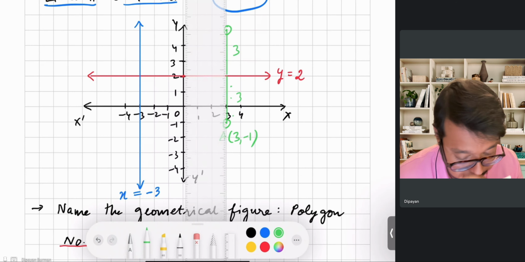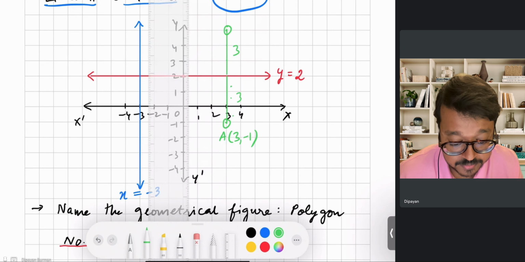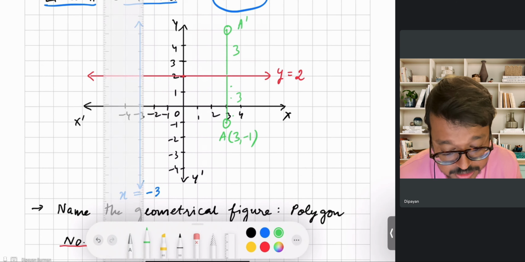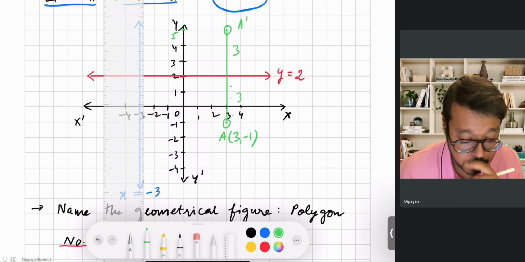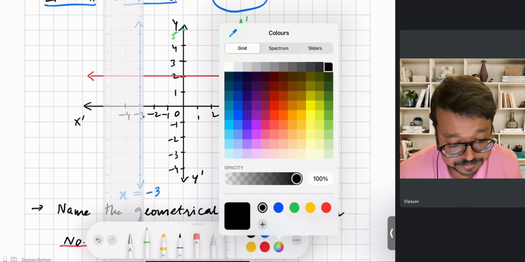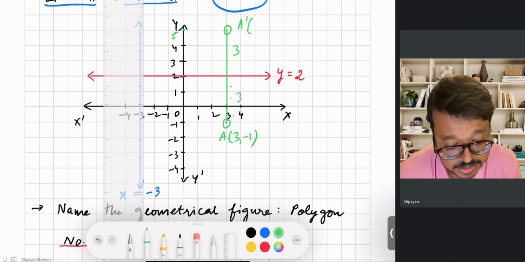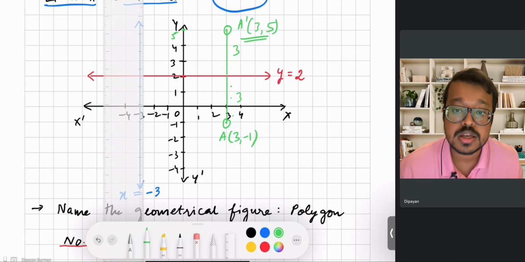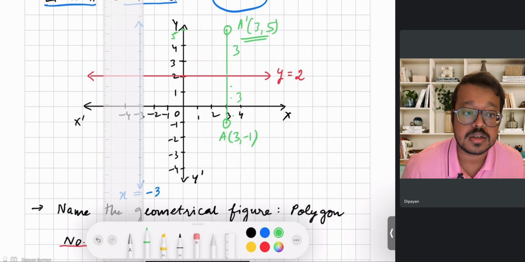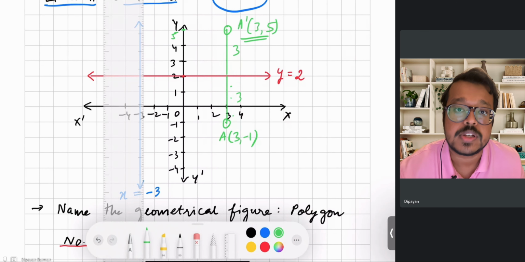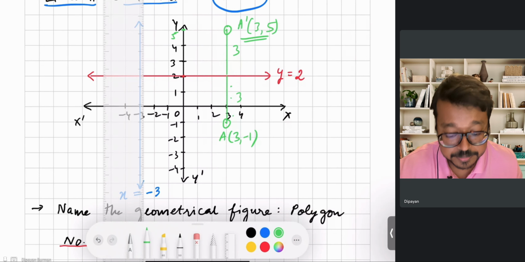So if I go 3 units on top of this line, I will get this point, let's say A dash. Then the coordinates of A dash will be, the x coordinate is 3 and the y coordinate will be 5. So this is how I can find the coordinates of the reflected point on any other line.